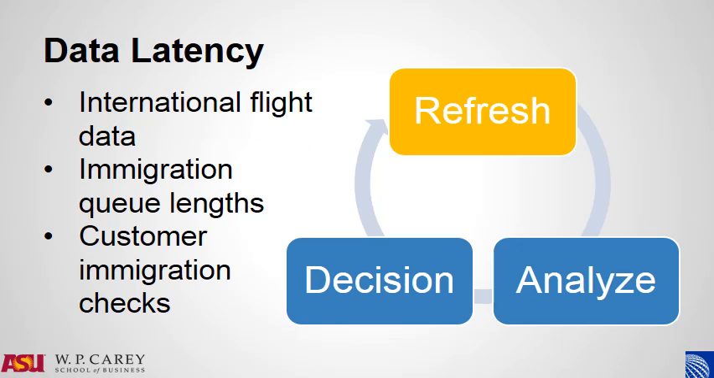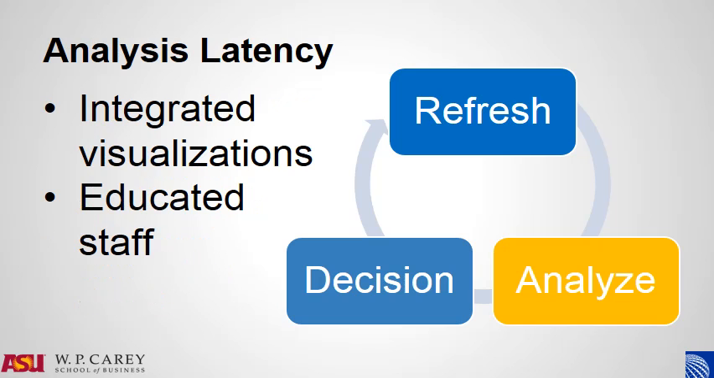Real time is not necessarily immediate; however, it is much faster than a 24-hour period, which is the maximum time that can be classified as real time. The lower the latency, the more expensive the data refresh. Therefore, we believe ROI needs to be weighed against the lifetime value of the customer and other factors to determine the right refresh rate for things like international flight data, immigration queue lengths, and customer immigration checks. Analysis latency can be decreased and improved through integrated visualizations like what we showed earlier, and also by having an educated staff that can make speedy decisions based on those visualizations.